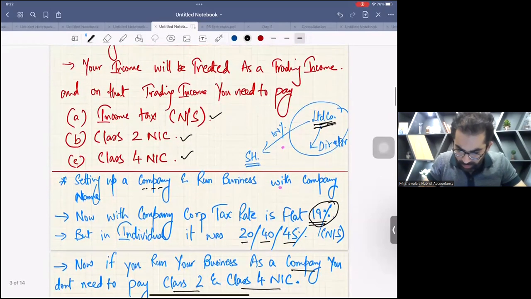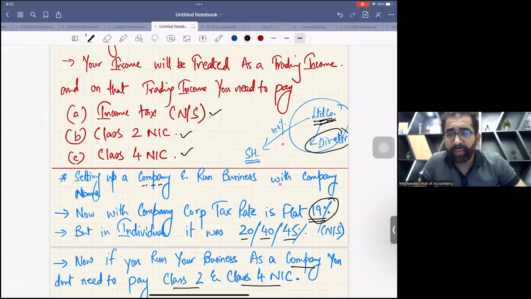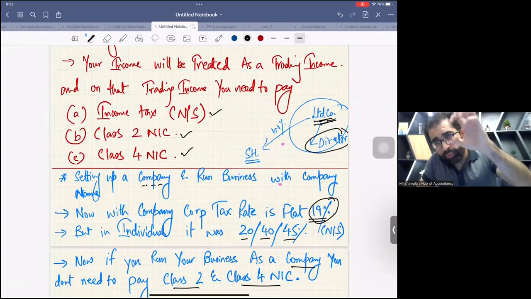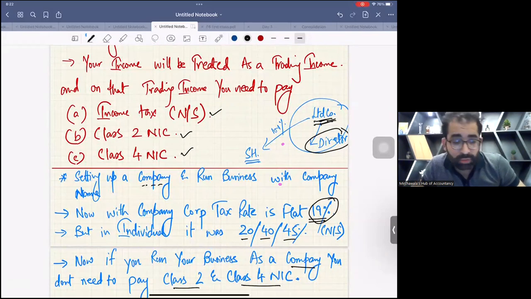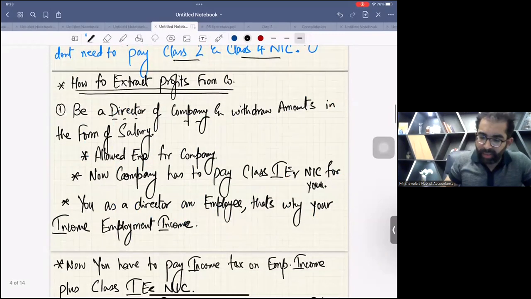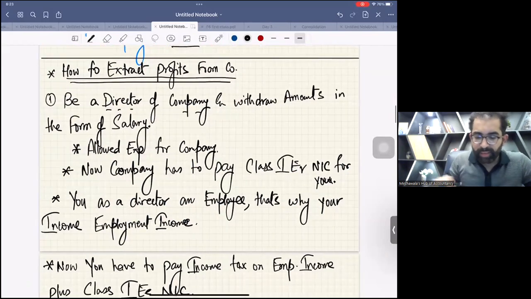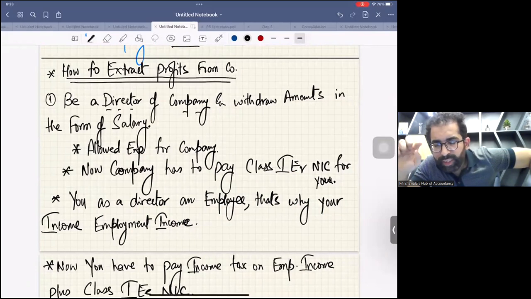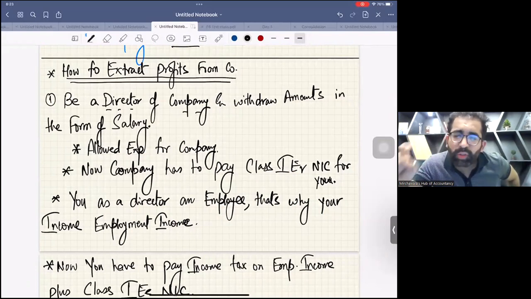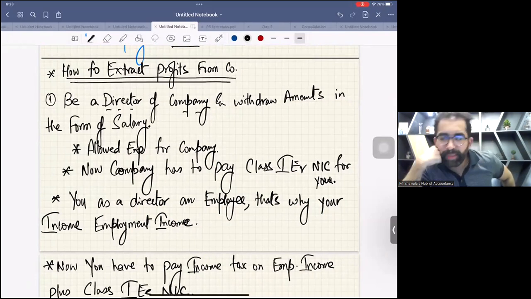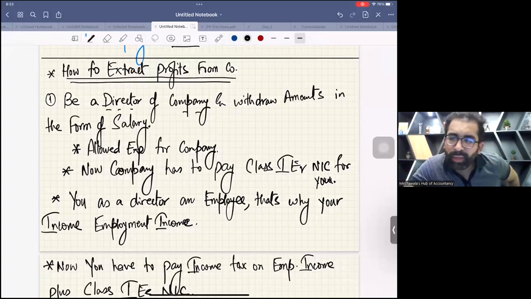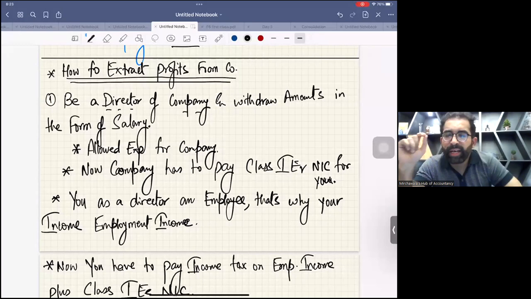Listen, now you become the director. You become the director of that company and withdraw those funds in the form of salary. You know, directors are also employees of the company. So now what will happen? Let's start first with the aspect of the company. When you are the director of the company, that means you are an employee of that company, right? Whenever a company pays salary to employees, it's an allowed expense to the company. So this salary will be an allowed expense from the company's point of view in the corporation tax computation.